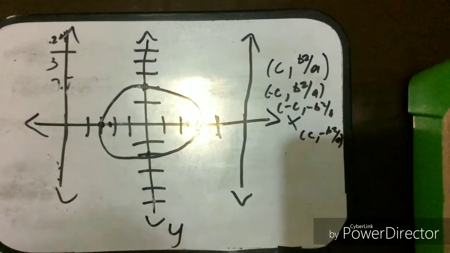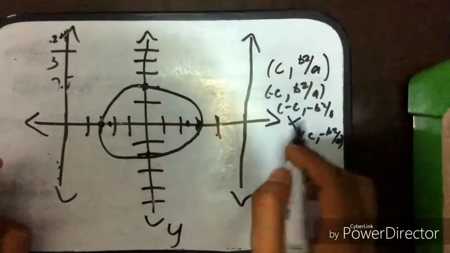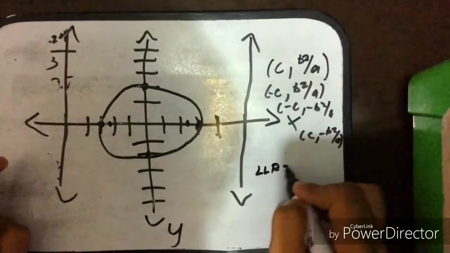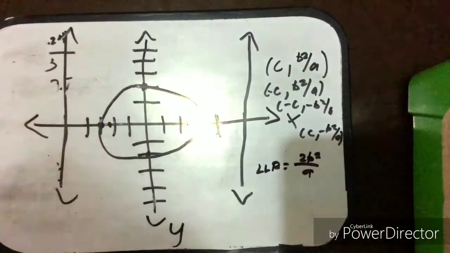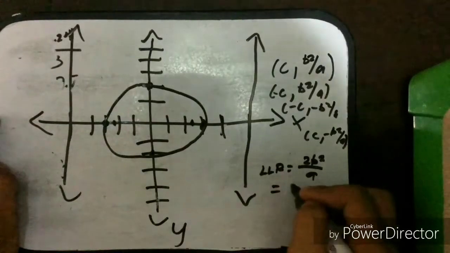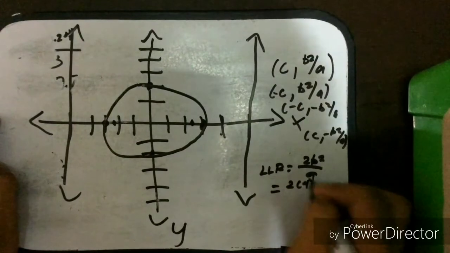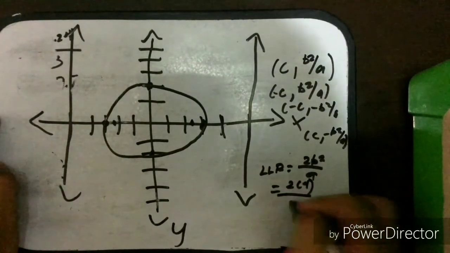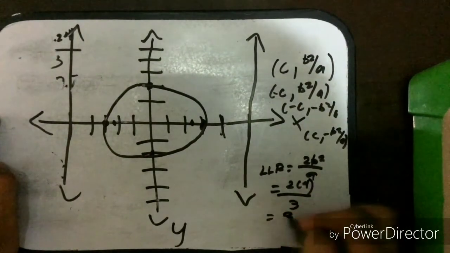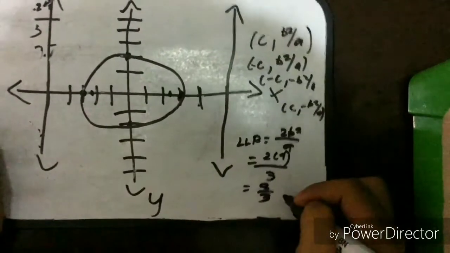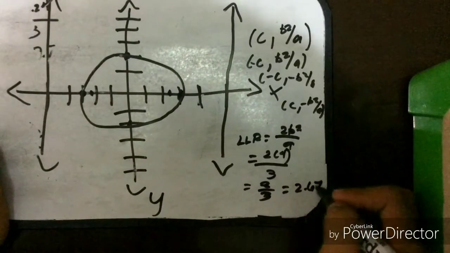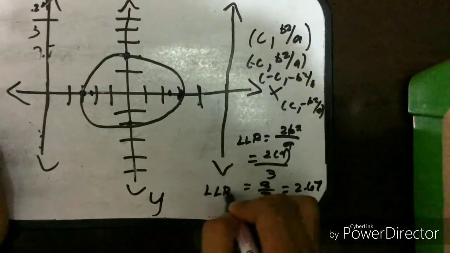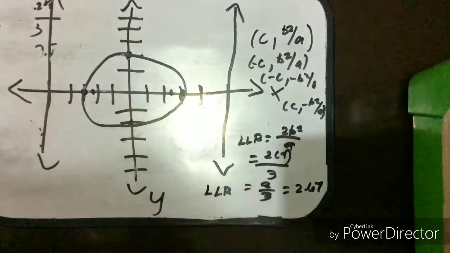But before that, we need to find the latus rectum length. So, the latus rectum formula is 2B squared over A, which is equal to 2 times 4 divided by 3. That is 8 divided by 3, which is equal to 2.67. So, your latus rectum is 2.67.